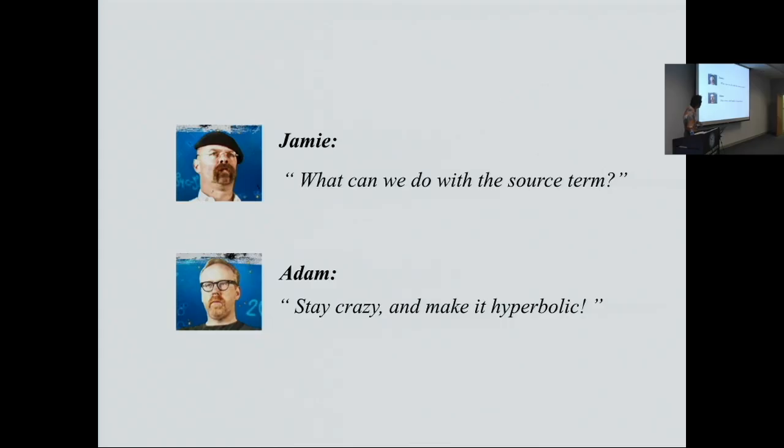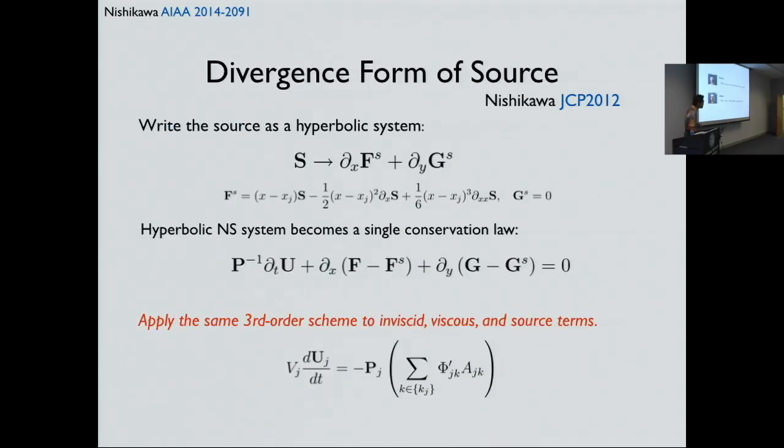So what can we do with the source term? We stay crazy, make it hyperbolic. This idea was published in JCP 2012. We can write the source term S in divergence form, where F_S and G_S are some fluxes, so that this whole divergence form will approximate the source term. And actually, this is one choice. You can define the x flux in this way. It requires the gradient and second derivative of the source term. But you can set G to 0.